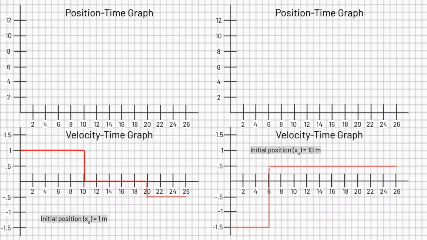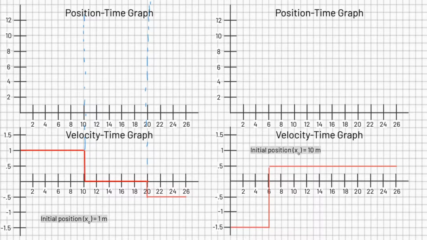Okay, so here we're going to translate between a velocity time graph and a position time graph. So we're starting with a velocity time graph and ending with a position time graph. So I'm going to start the same way. I'm going to draw a dotted line up from my velocity time graph to my position time graph so that I know where my transition points are.